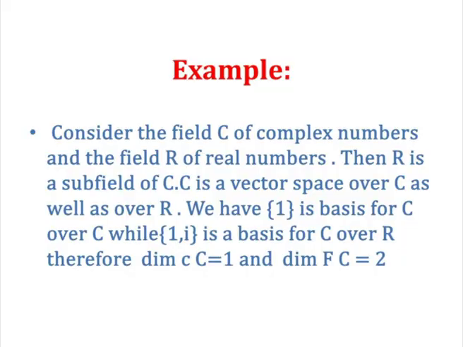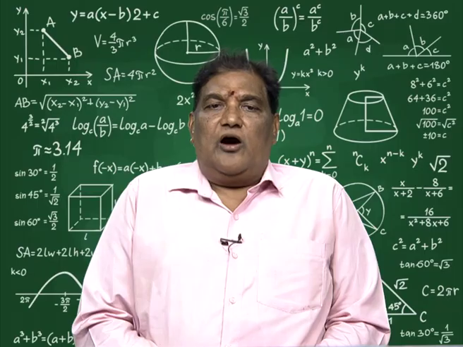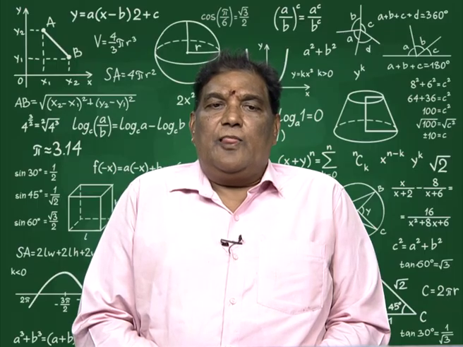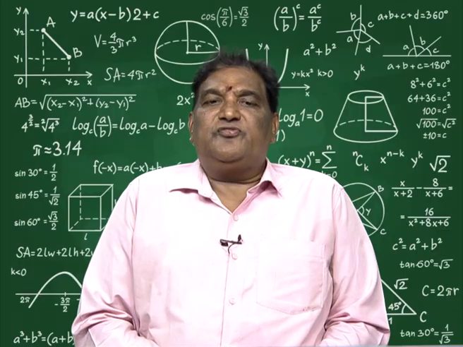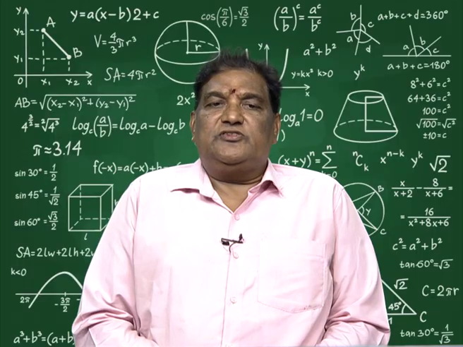Example: consider the field C of complex numbers and the field R of real numbers. Then R is a subfield of C. C is a vector space over C, meaning the complex numbers are a vector space over the complex numbers, as well as over R. We have 1 is a basis for C over C, while 1, i is a basis for C over R. R means the set of real numbers. Therefore, dimension of C over C equals 1 and dimension of C over R equals 2.